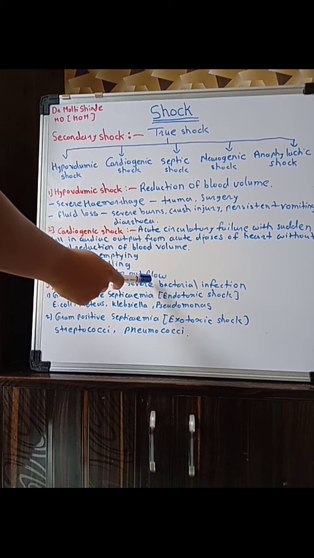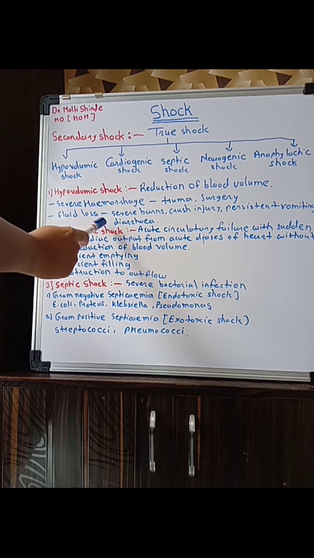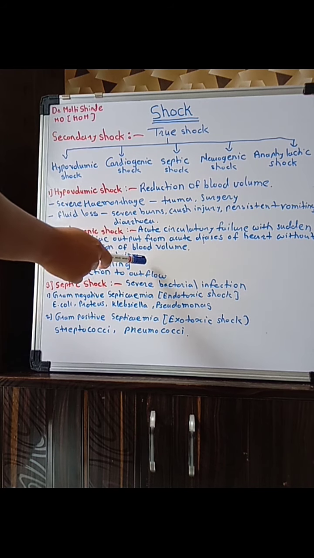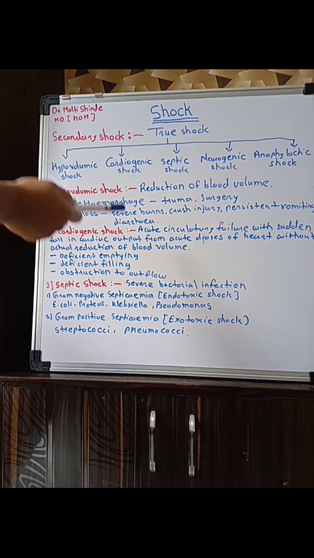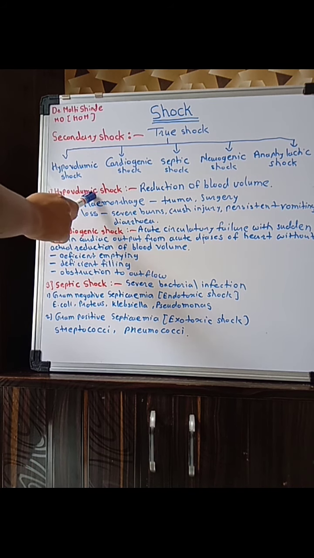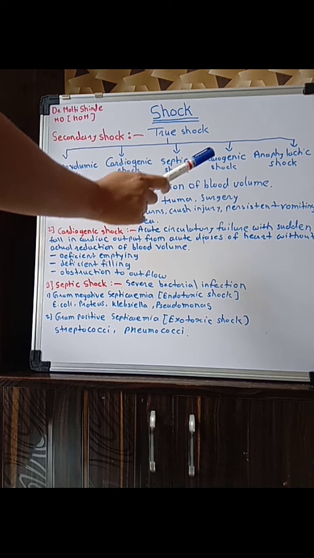In these conditions, there is obstruction to the outflow of blood, and that causes the reduction in cardiac output, which causes cardiogenic shock. So this is cardiogenic shock, due to acute circulatory failure with reduction in the cardiac output from acute diseases of the heart, without actual reduction of the blood volume. Remember, in cardiogenic shock there is no actual reduction of blood volume, but in hypovolemic shock there is actual reduction of blood volume.